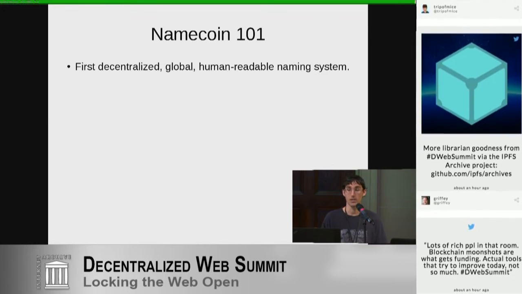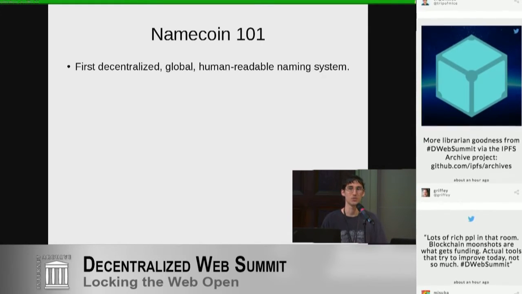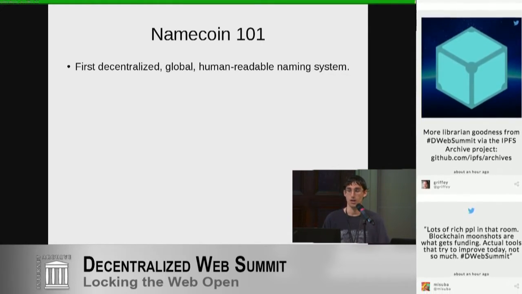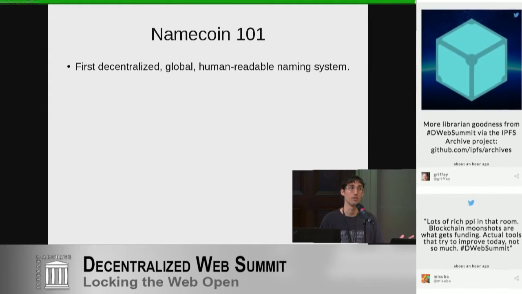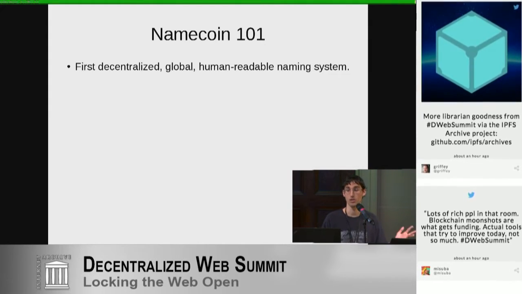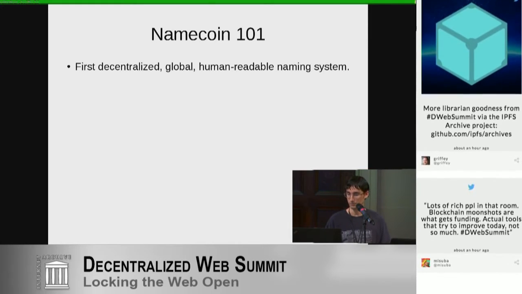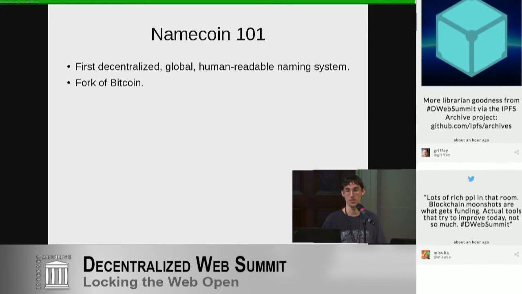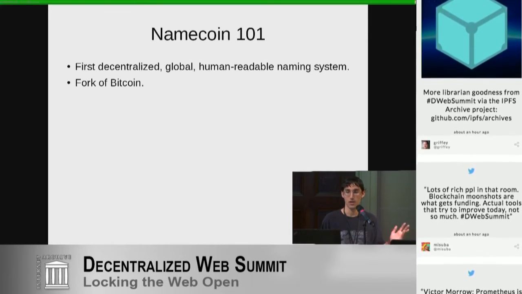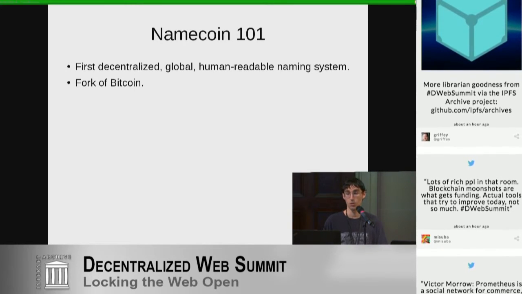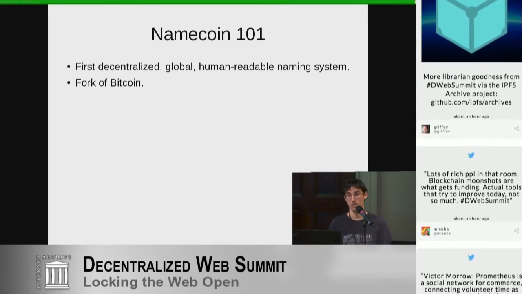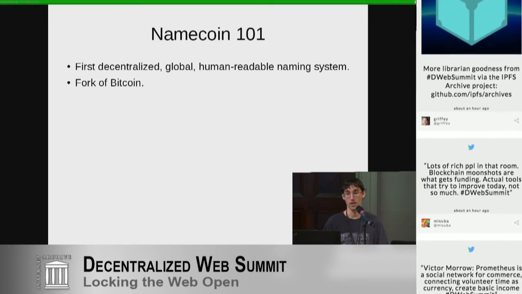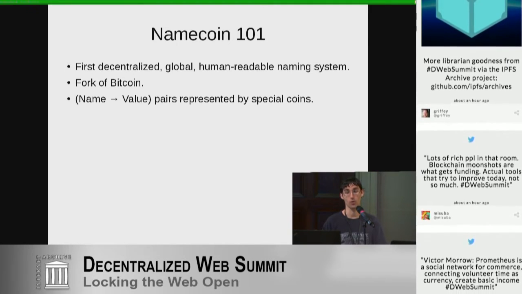Namecoin is based on the realization that getting all three of those features at the same time basically reduces to the problem of finding a decentralized global consensus. And this is exactly the problem that Bitcoin solves. And so Namecoin is a modified version of Bitcoin where we repurpose it into a naming system. So name value pairs are represented by a special kind of coin.